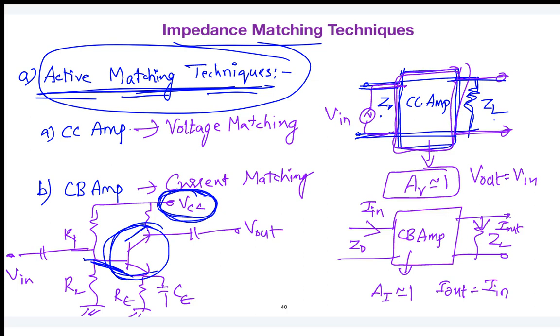So you understood the meaning of active matching techniques right now? Yeah, then we will see the passive matching techniques.